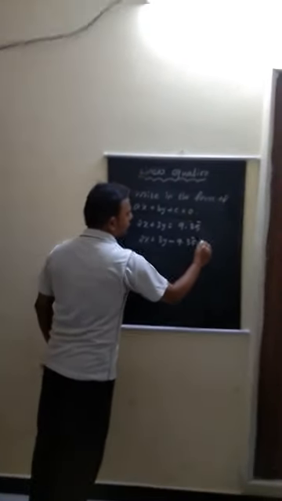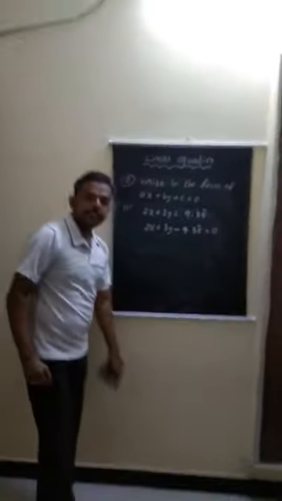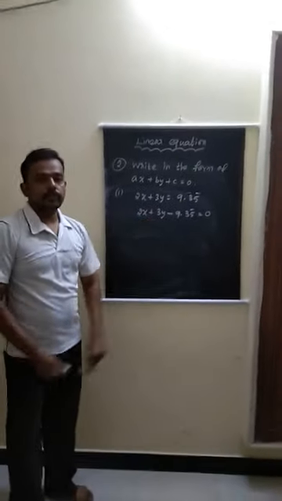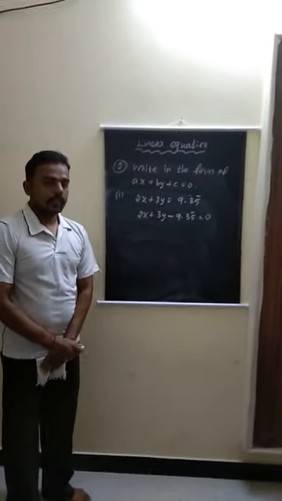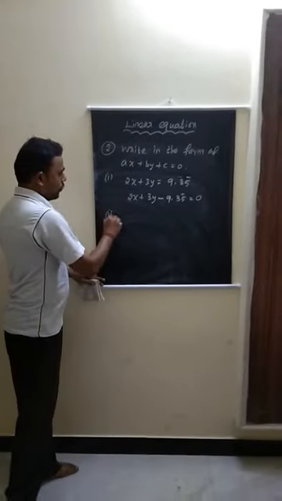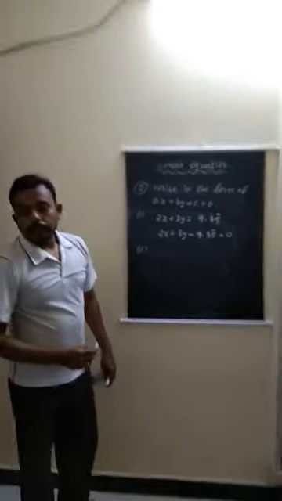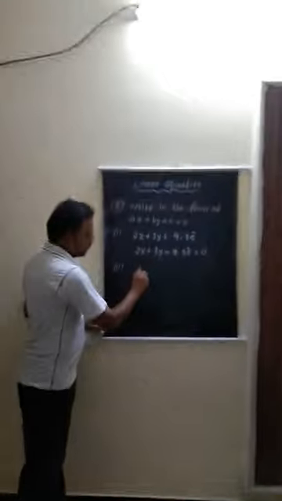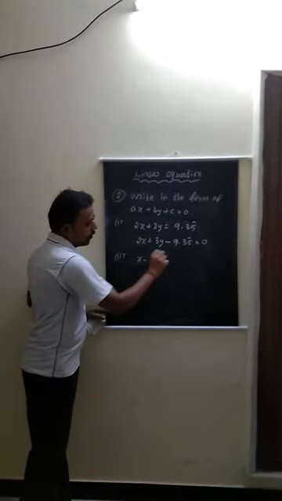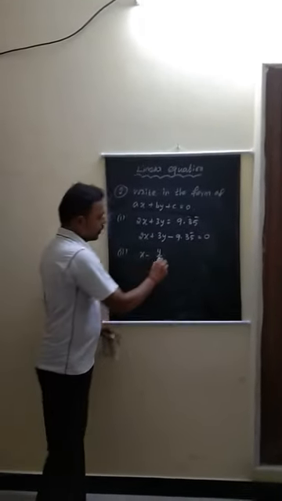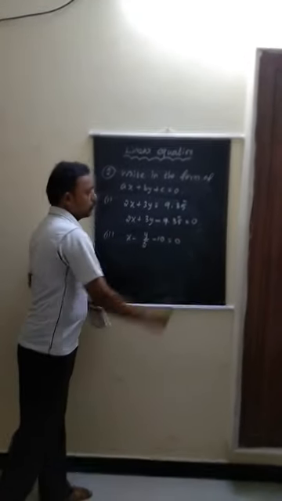Don't bother about the number, whatever the number you have, you need to write. So the right side equal to 0. This is the first question answer. Similarly, second one, x minus y by 5 minus 10 equal to 0.